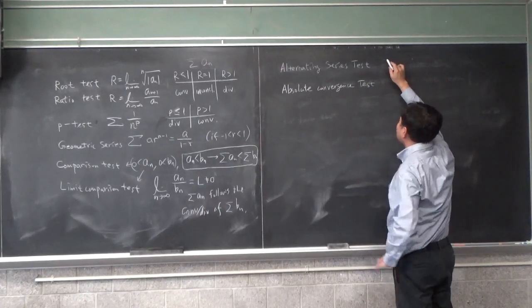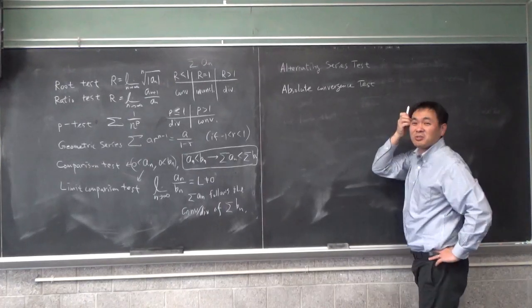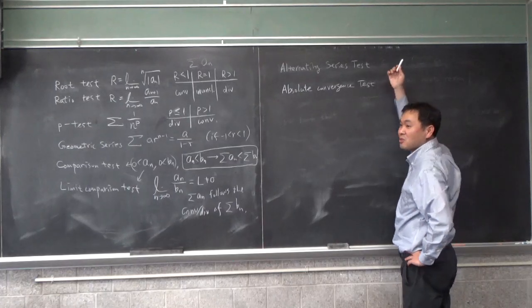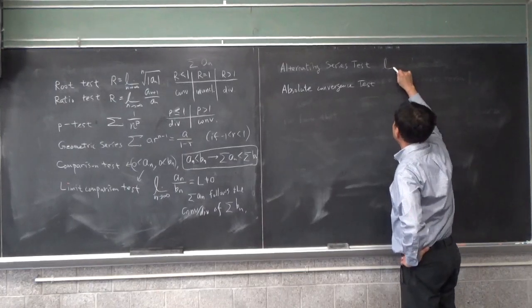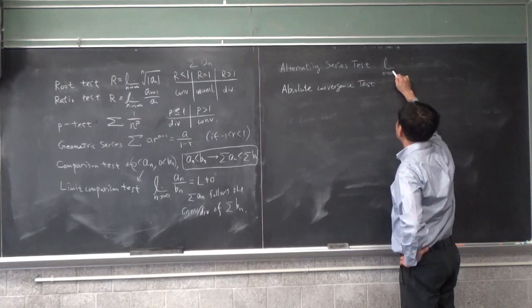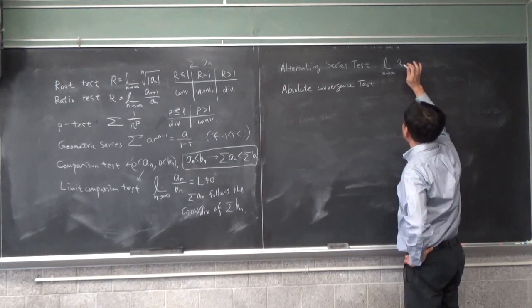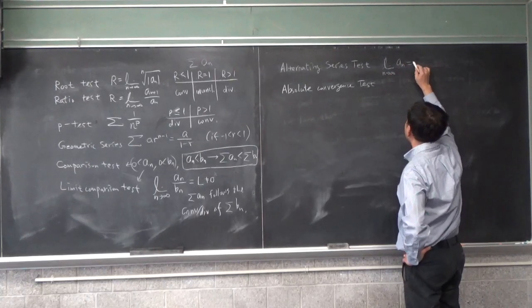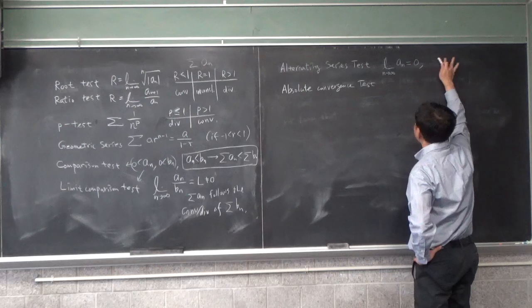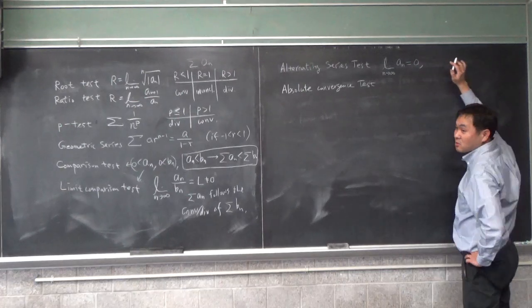All right, so alternating series test. This has two conditions. Do you remember the two conditions? The sum has to start at k equals 1. The limit as n goes to infinity of the sequence has to be 0. And we also had another condition.